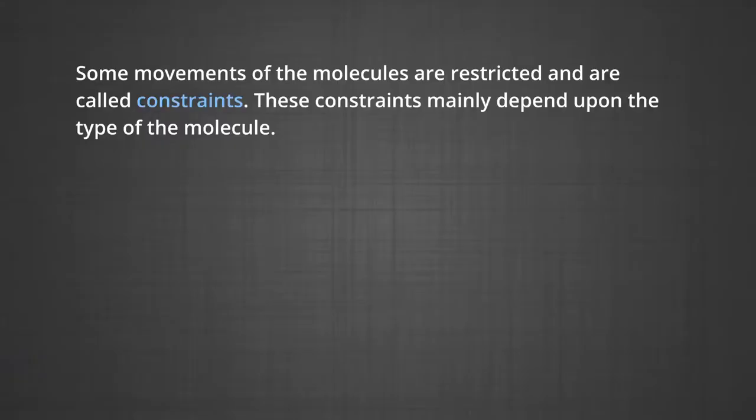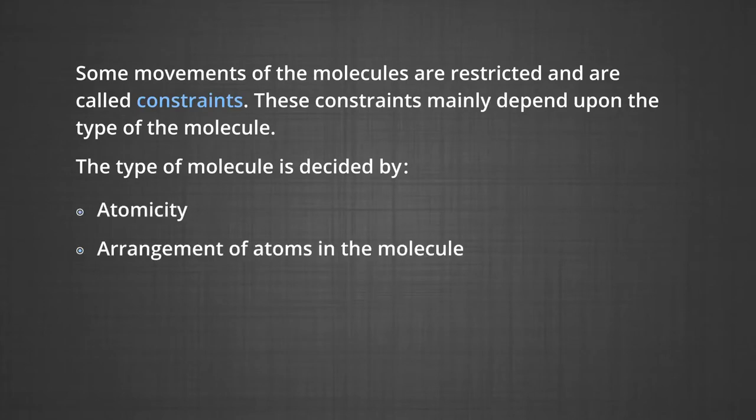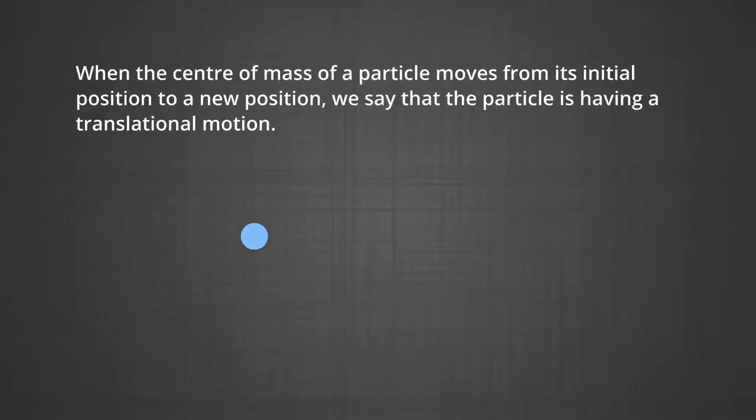Some movements of the molecules are restricted and are called constraints. These constraints mainly depend upon the type of the molecule. The type of molecule is decided by its atomicity and the arrangement of the atoms in the molecule. Now, let us find out the degrees of freedom due to translational motion. When the center of mass of a particle moves from its initial position to a new position, we say that the particle is having a translational motion.